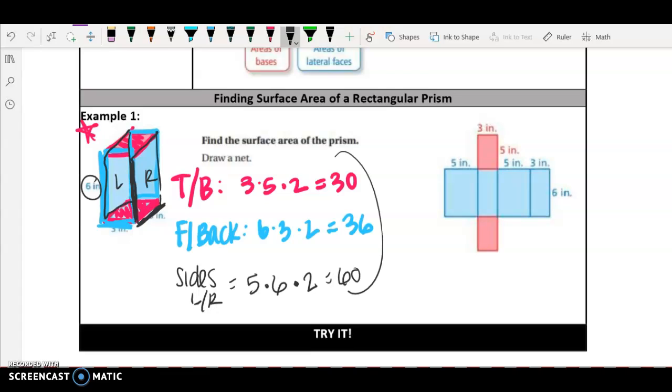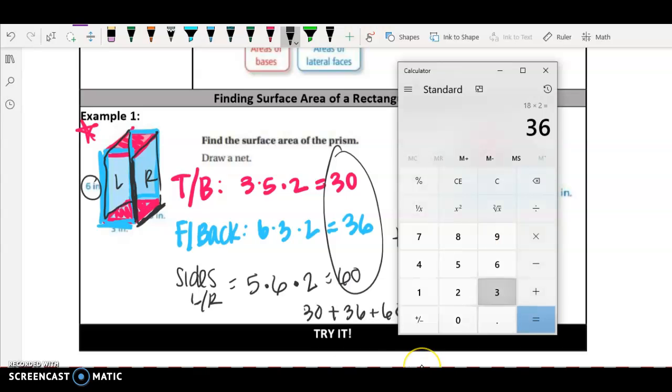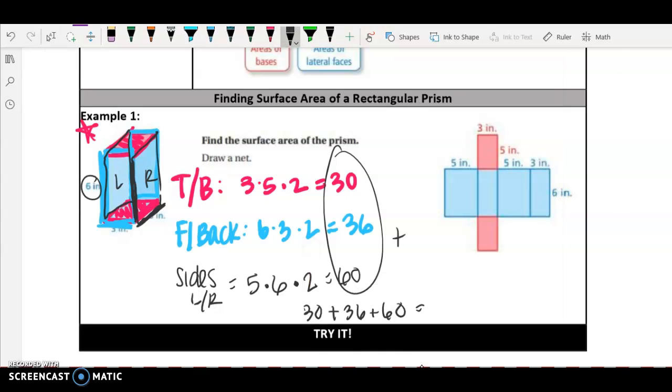And then what we do is we're going to add those up. So we're going to do 30 plus 36 plus 60, and that gives us 126. So that's my surface area. That equals S.